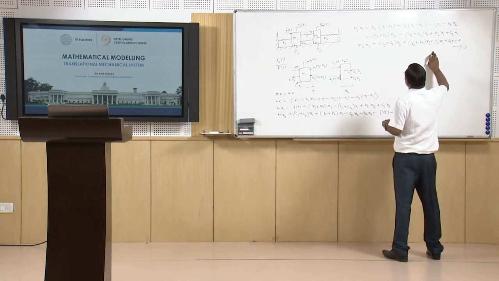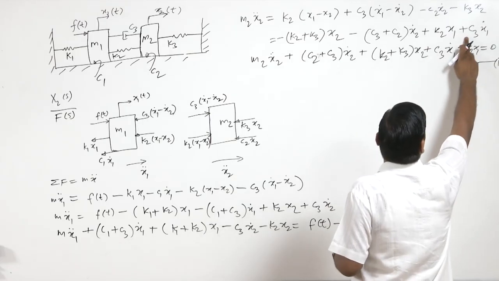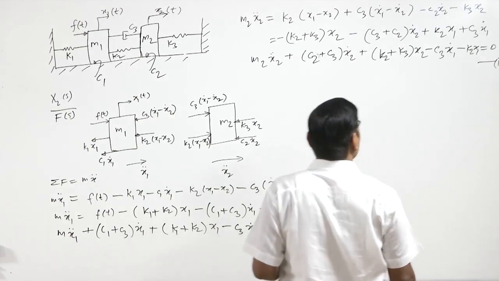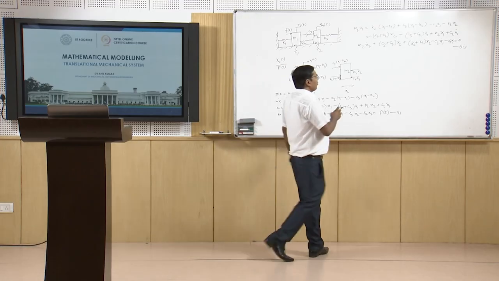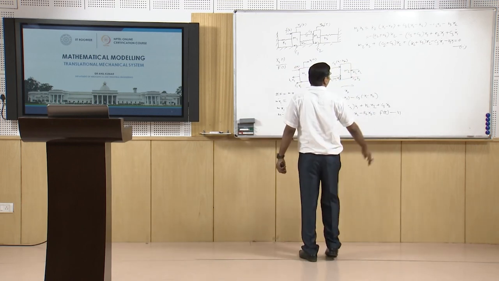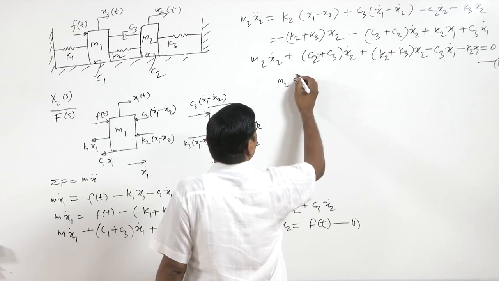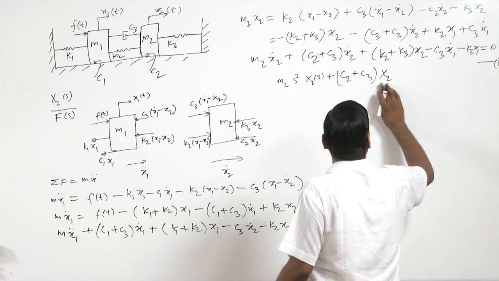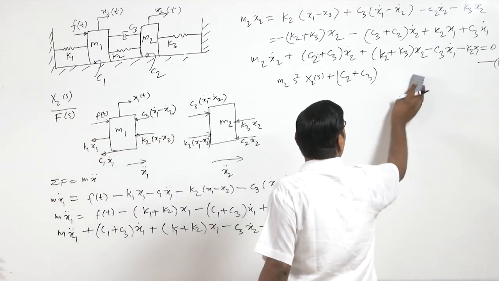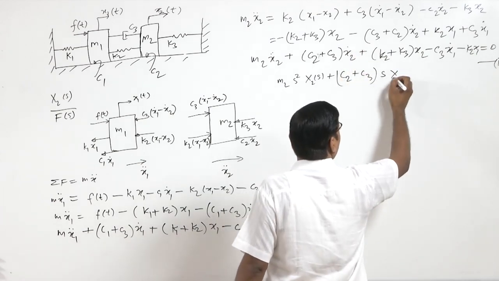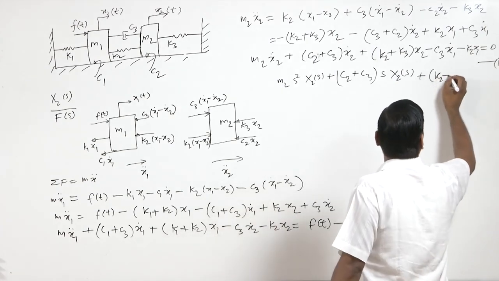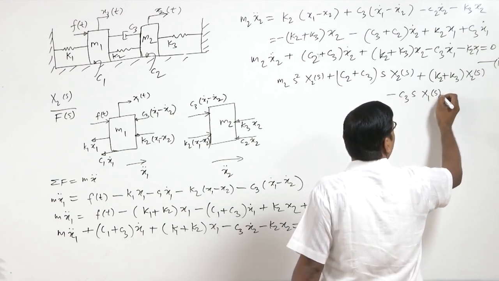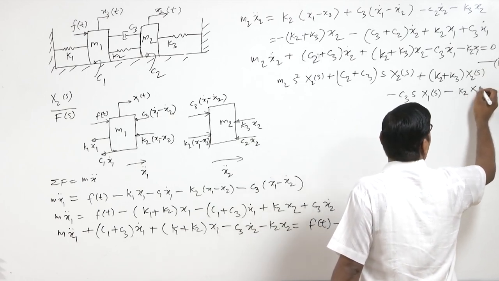Of course, here c3 x1 dot will have a minus sign, and k2 x1 will also have a minus sign because it will go to the other side. Now we can take the Laplace transform of both equations. So this is m2 s square x2(s) plus (c2 plus c3) s x2(s), the first order term, plus (k2 plus k3) x2(s) minus c3 s x1(s) minus k2 x1(s) equal to 0.